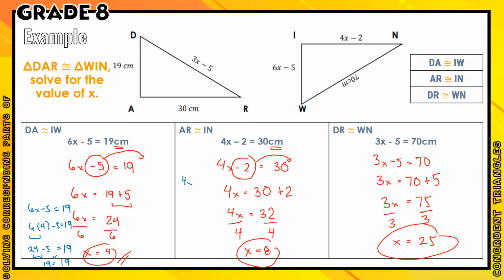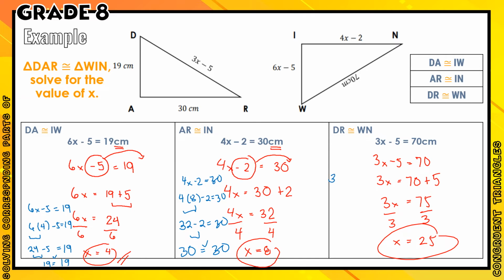We have here 4x minus 2 equals 30. 4 times 8 minus 2 equals 30. 4 times 8 is 32 minus 2 equals 30. And 32 minus 2 is 30 equals 30. The answer is correct.